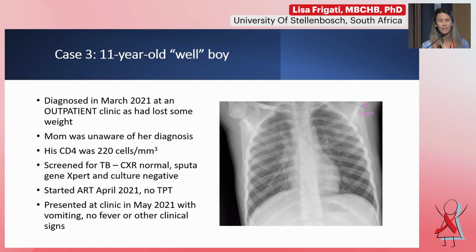So this boy was seen about 2 years ago, and he started ARVs, he was diagnosed with HIV as an outpatient. His mom was unaware of her diagnosis, and he had a small amount of weight loss, but nothing too concerning. He had a lowish CD4, and he had an extensive screen for TB before he started ARVs. So he had a normal chest x-ray.